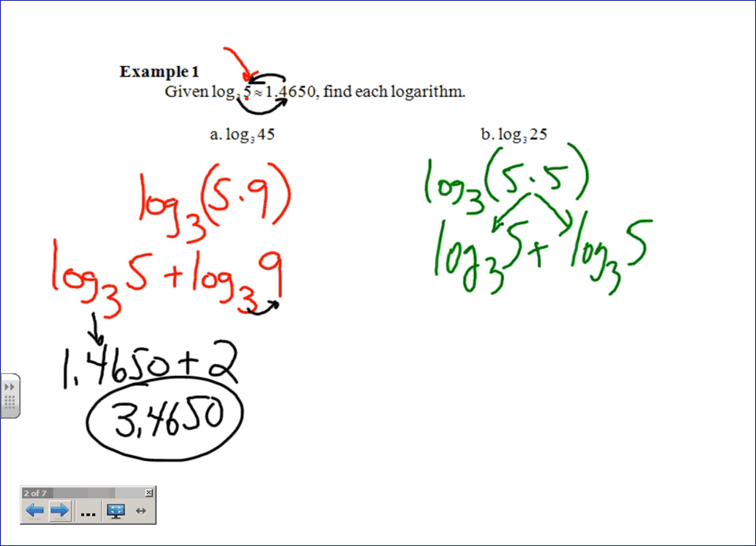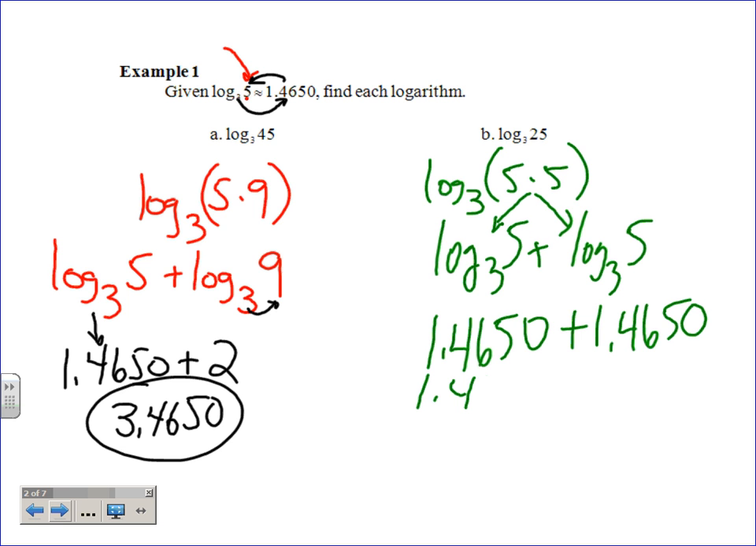What is log base 3 of 5? Well, that's 1.465 plus 1.465. Now, some of you might be nervous that I would take calculators away for this, but then you just line them up and you add. 0, 10, carry the 1. 13, carry the 1. 9, don't carry anything. And 2.